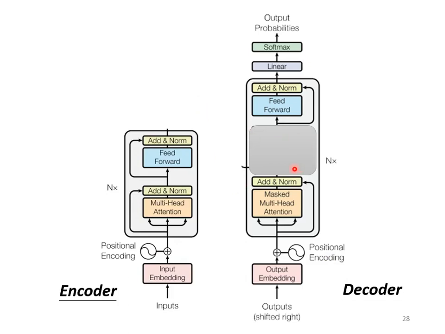When we hide the middle part, we will later talk about what's done in this hidden part. But when we hide the middle part, the decoder is also the same as the encoder. There is a multi-head attention, add and norm, then feed forward, then add and norm.